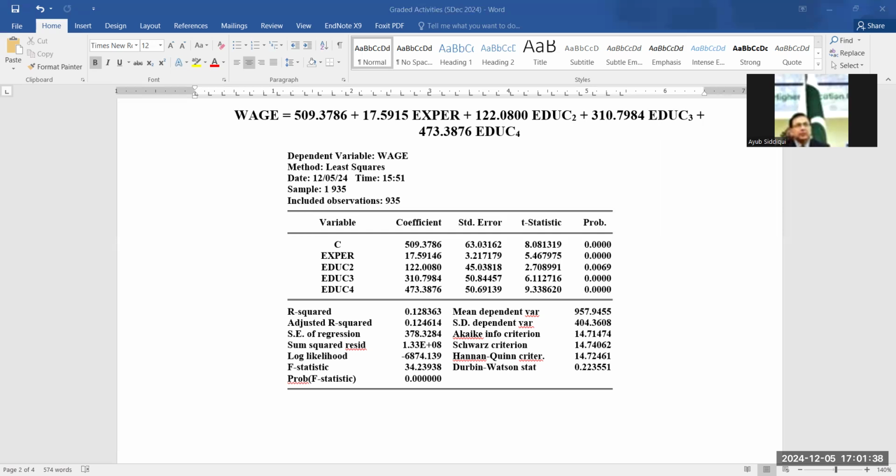And the workers with the education category masters or above are earning 473.39 US dollars more than the primary, which is the reference category, primary level education. So on the average, the workers with master's level education are earning more than 509 plus 473. It makes more than 900 US dollars.